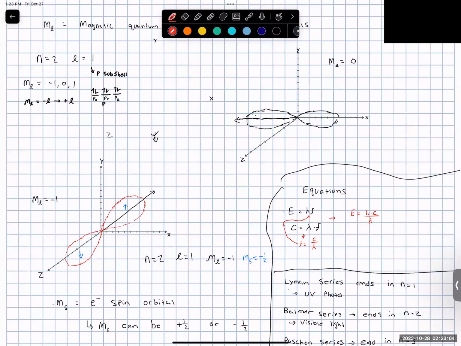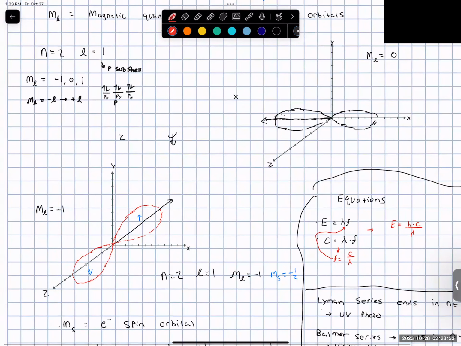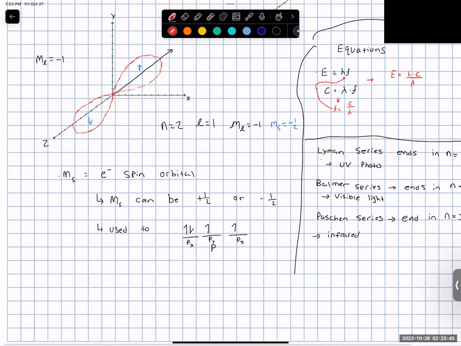And as David said, this comes from the fact that the m sub L range is negative L to positive L. The idea is that each number covers a possible axis the orbital can be on. -1, for example, could be that orbital on the x-axis, 0 could be on the y-axis, and 1 could be on the z-axis. As David said again, the range for m sub L is the negative L value to the positive L value. And as Colin was talking about, there is one final quantum number, that is m sub S.